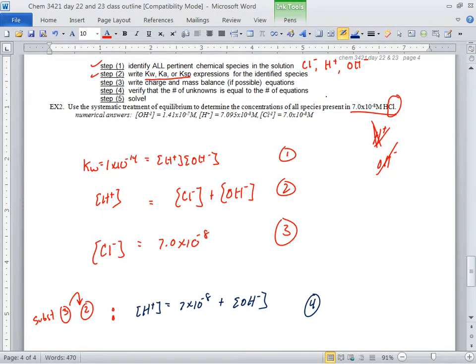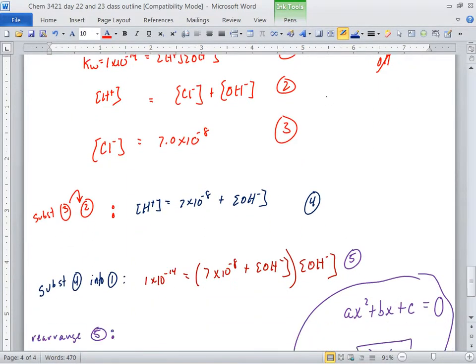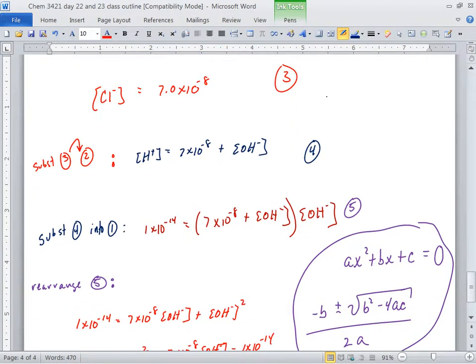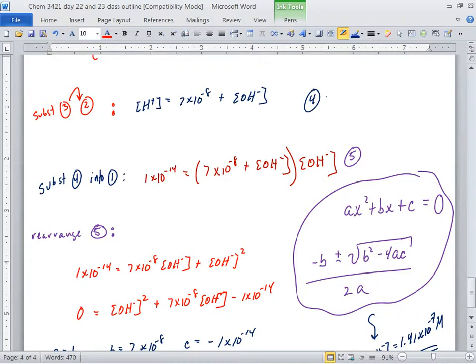Now, for the one Melissa and I got, you're using 7 times 10 to the negative 8 for your B, right, Melissa? And for C, you're using negative 1 times 10 to the negative 14. Mm-hmm. And A is 1, right? Yeah, that's what I got.